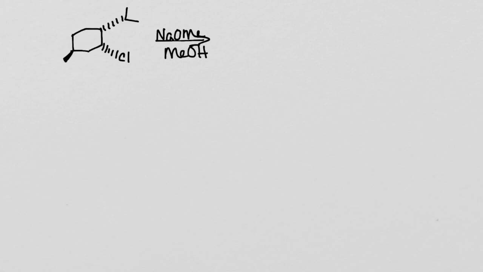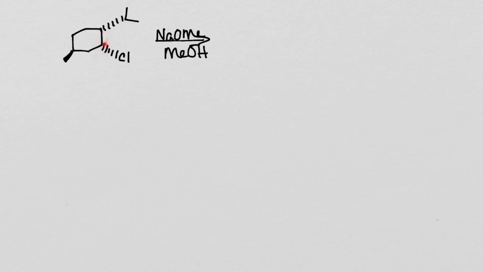So this is the elimination reaction that was on your problem set from November the 2nd, 2018. What we've got here is an isomer of neomenthyl chloride, and we're reacting it with sodium methoxide and methanol. As we go a little further in the chapter, we'll notice a couple things.